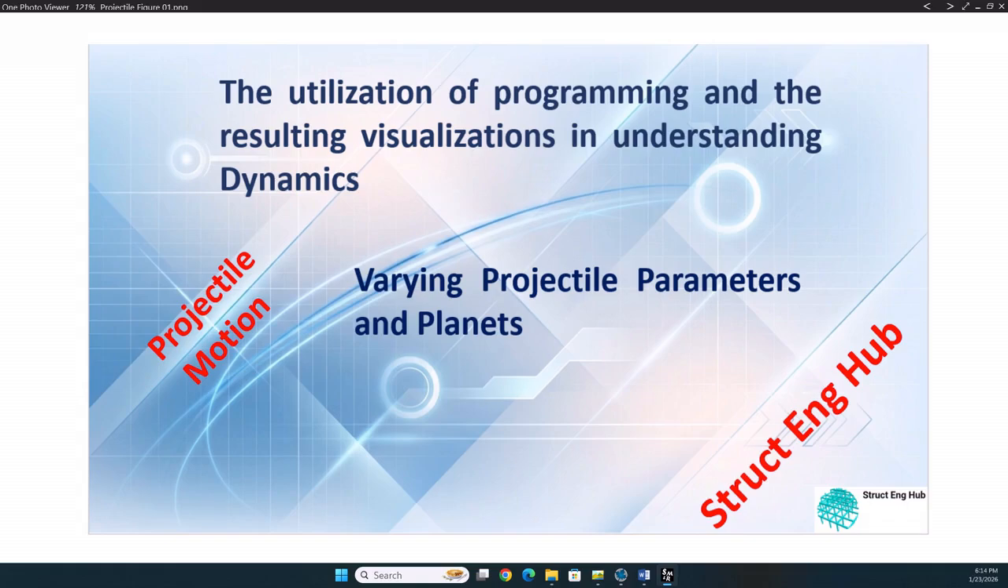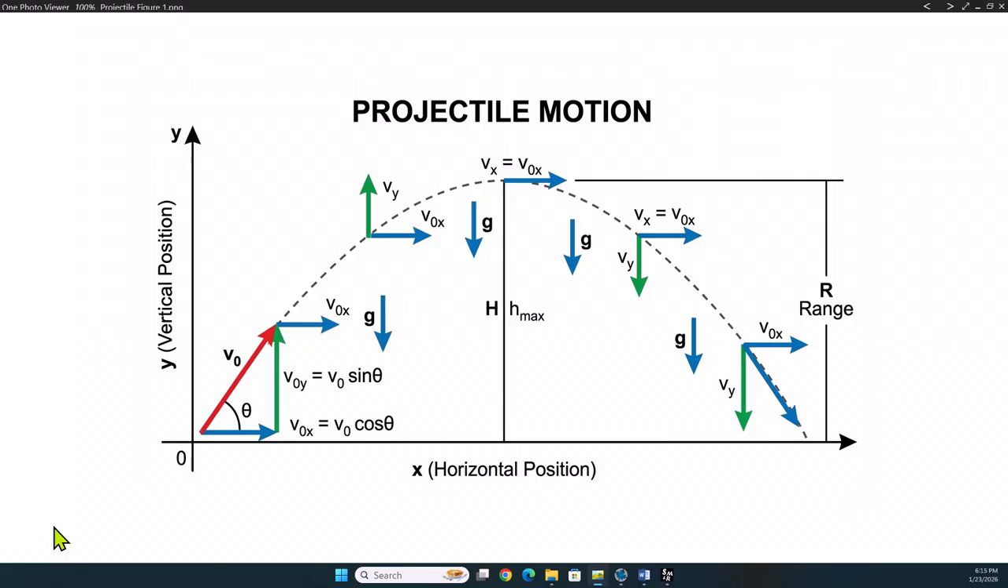Hello everyone, and welcome to the third session of this set of YouTube videos created to demonstrate the utilization of programming and the resulting visualizations in understanding dynamics. This is a continuation of session 2, where we will play around with the projectile motion parameters and then launch projectiles on different planets.